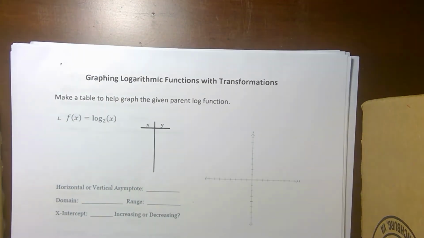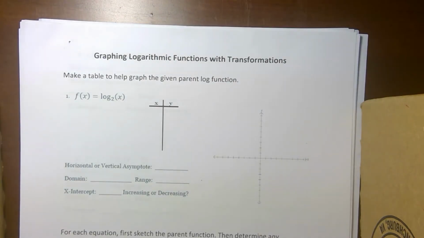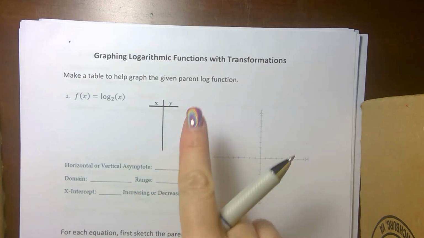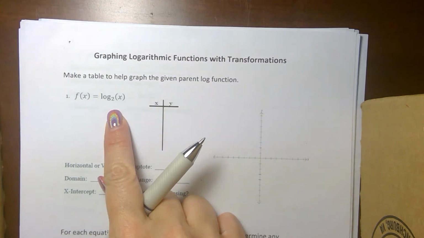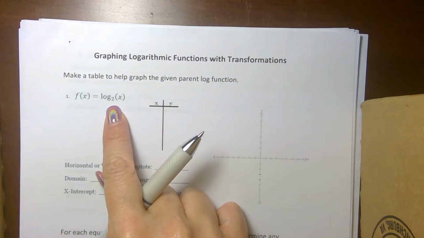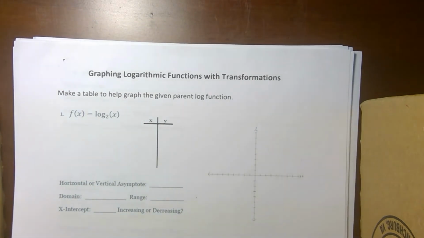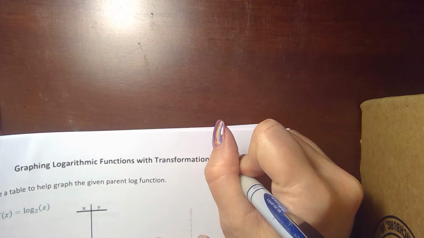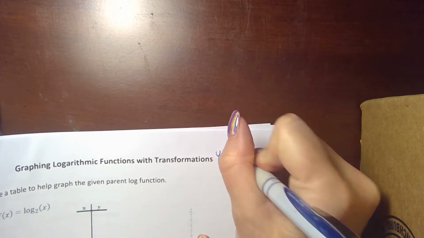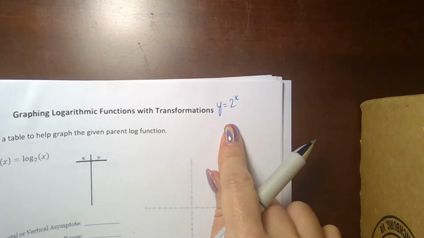Okay, let's talk about graphing logarithms with transformations. So let's graph some log functions. We're going to do it by making a table and thinking about the parent log function, but we're going to start with the inverse of the log function, which would be an exponential function, also base 2. Well, what would an exponential function base 2 look like? I am going to think about y equals 2 to the x. So that's an exponential function base 2.